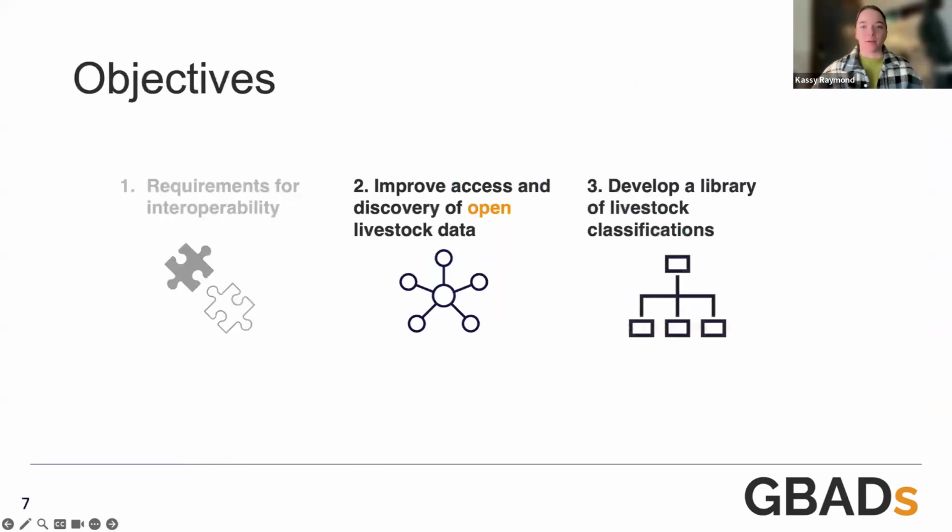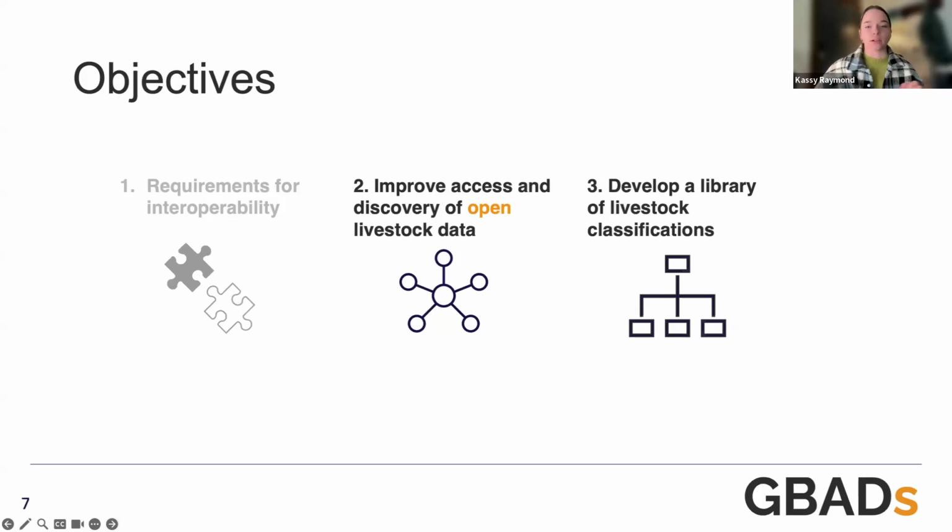With those challenges in mind, my project set out to create a solution that addressed a few main goals. First, to understand the requirements for facilitating interoperability between different data systems that disseminate livestock population data. Second, to improve access and discovery of open livestock population data. This was my case study. And third, to start a library of livestock classifications used for reporting livestock population data from different organizations. This was especially important because we wanted to start working towards a bottom-up vocabulary that can be used for domain-specific metadata.